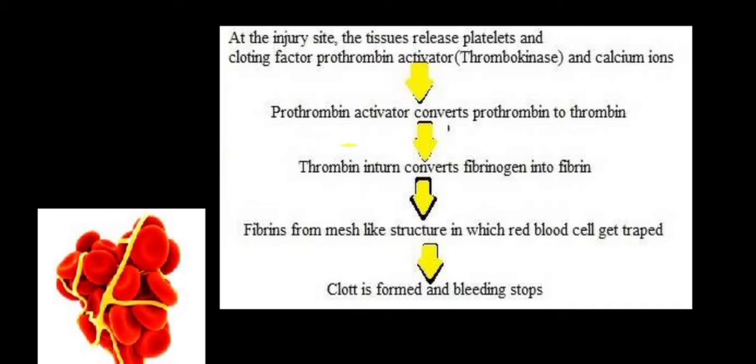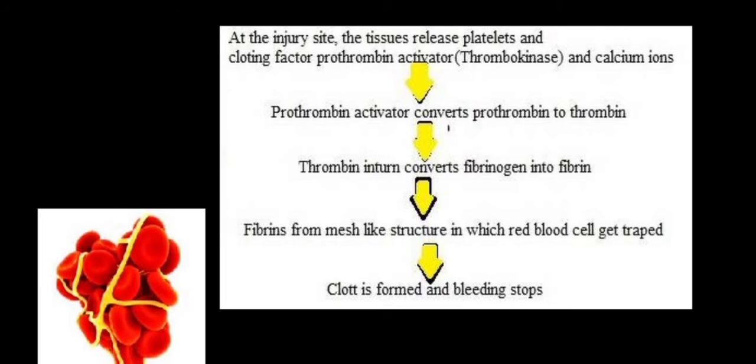Immediately, the prothrombin activator or the thrombokinase converts prothrombin to active thrombin. This active thrombin converts inactive fibrinogens to fibrins, and these fibrins form a mesh-like structure in which the red blood cells get trapped, and finally a clot is formed and the bleeding stops. So the whole process of blood coagulation is a cascade of step-by-step processes in which one factor activates the other factor, and the steps continue until a clot is formed and the injury is saved from immense blood loss.